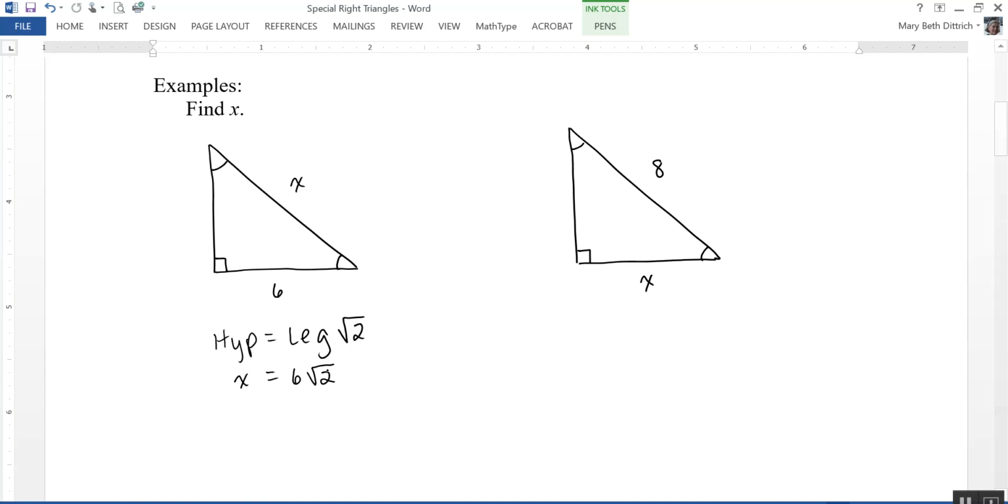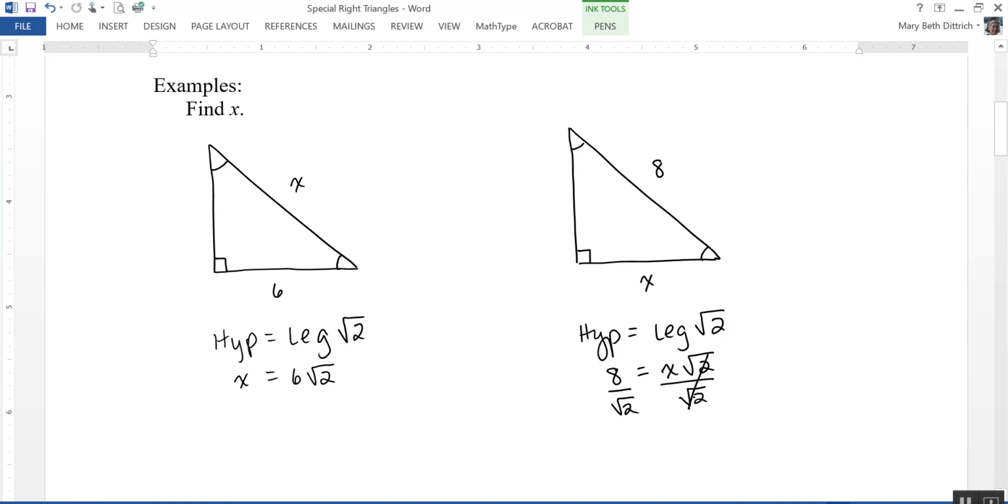Let's switch those values now, and now I know that the hypotenuse is 8, but I don't know the length of a leg. So I can use hypotenuse equals leg times the square root of 2. My hypotenuse is 8, my leg is x, times the square root of 2. Dividing both sides by the square root of 2.